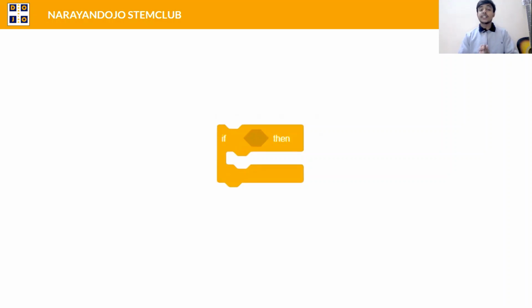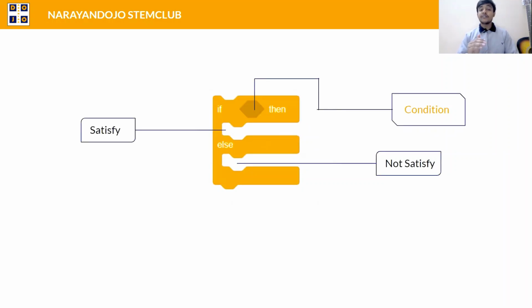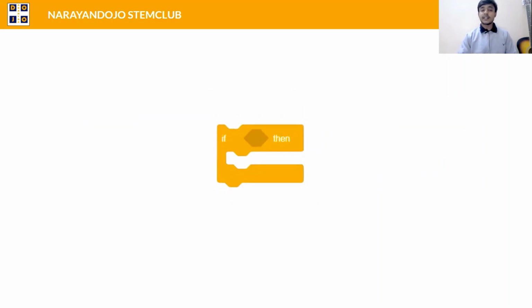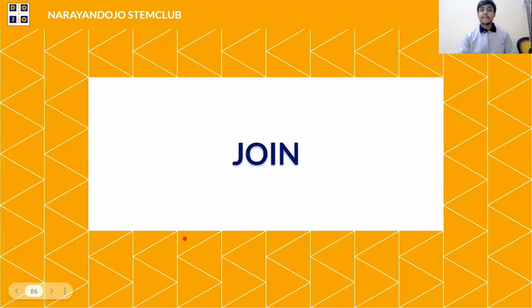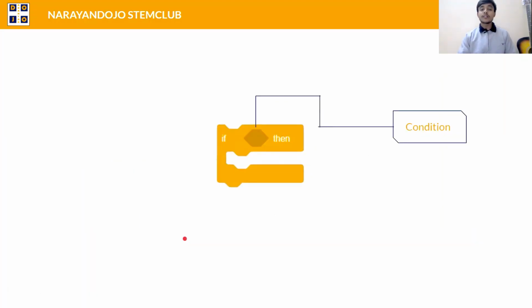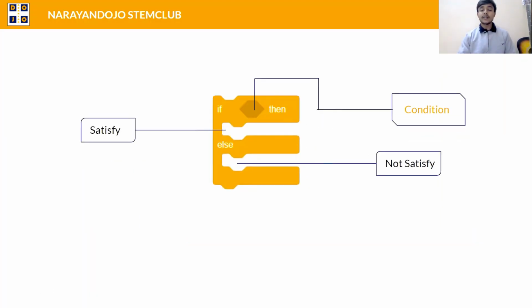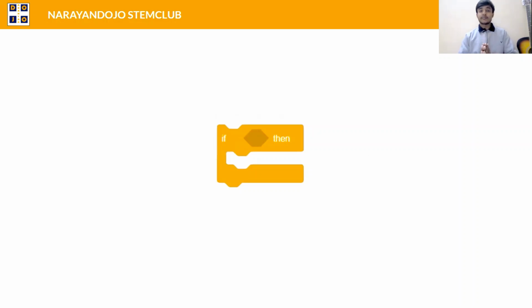The next one is if then. The last one was if then else, and this one is if then. Like the last one, in the hexagon block, put the condition. If this condition is satisfied, then write the set of instructions for performing the action below the if. So there are two blocks: the first one is if then else, and the other one is if then.